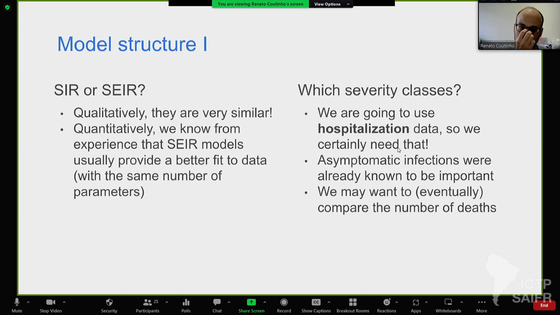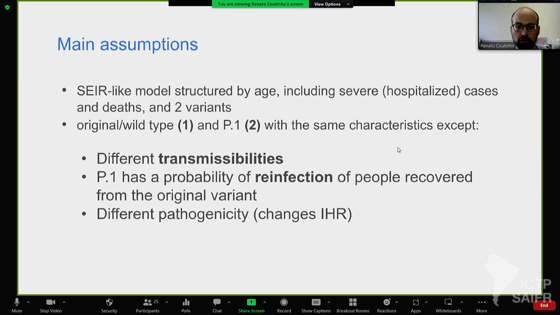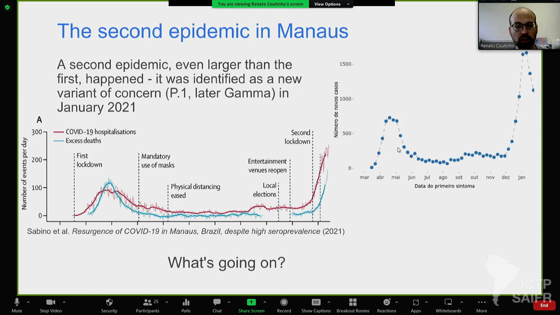And the second big choice here in terms of model structure is which severity classes do we use, right? So we're going to say that after the incubation period, where you have this exposed class, we're going to divide people into people that are hospitalized. Why do we do that? Because we need the number of hospitalizations, because of the data I just showed you before, right? All this data here are not total number of cases, they're all hospitalizations, right? Because total number of cases is the kind of data that we never had throughout the pandemic, so there's no reliable source for that. So we need something that is more reliable, and that is hospitalizations, right?